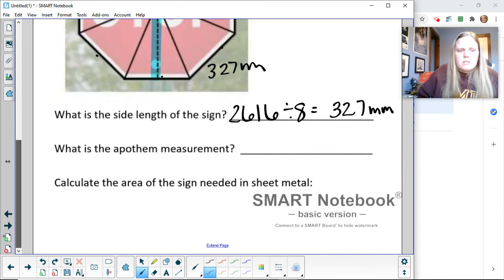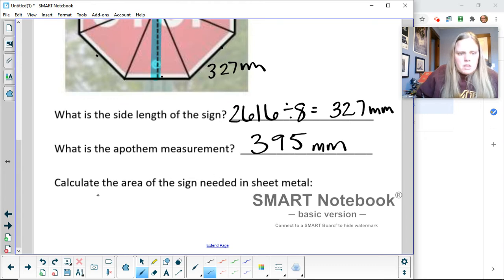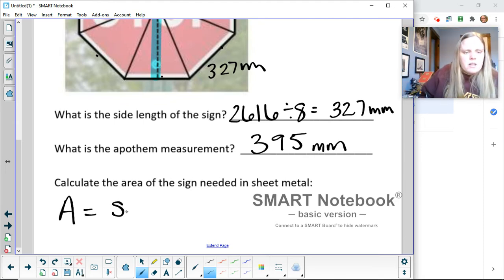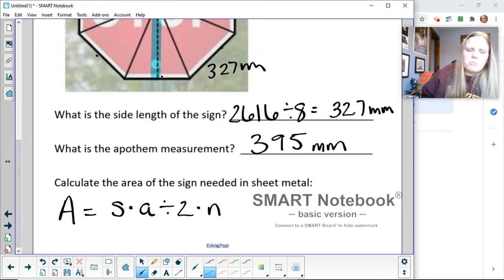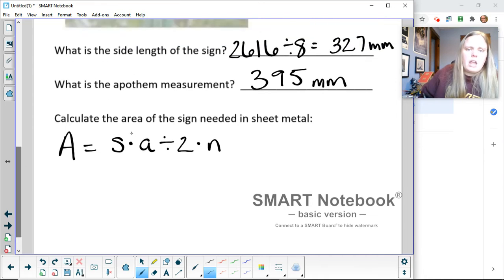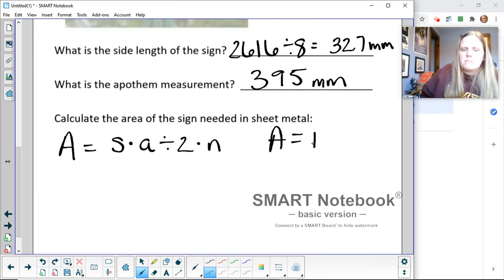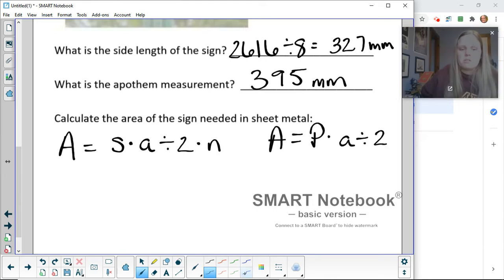Okay, so I've got my side length, 327, and 395 millimeters for my apothem. Now it says calculate the area of the sign needed in sheet metal. So sheet metal is usually pretty thin, and area would be how much space on that sheet metal that we're looking to punch out that sign from. So we're going to use the area formula, side length times apothem divided by 2 times the number of sides. Now technically, because they gave us the perimeter, we could have just used the perimeter and the apothem measurement. And we could have skipped that first step, which seems smarter to do because that was more work.